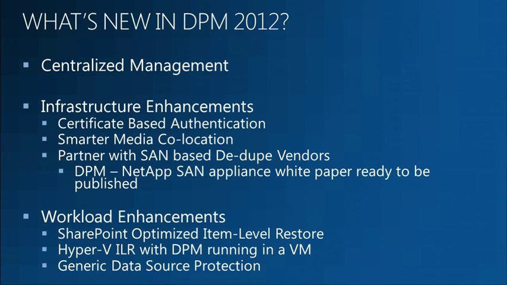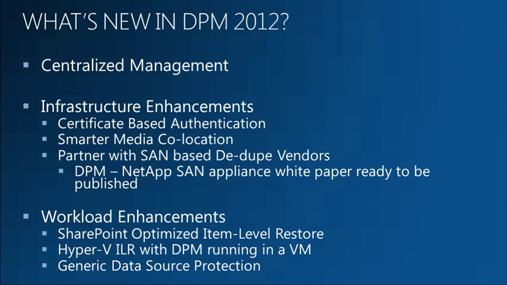Other than centralized management, we have done key improvements in the infrastructure that DPM has, namely certificate-based protection. So if you have a machine that is on a domain that is not trusted or on a workgroup, with DPM 2010, you could have just set up the passwords and then manage it. With DPM 2012, you can actually use certificates and then still back those servers up. So certificate-based protection is something new here.